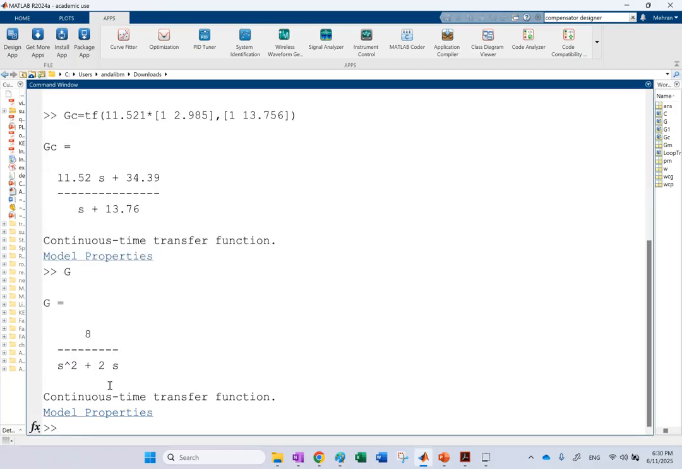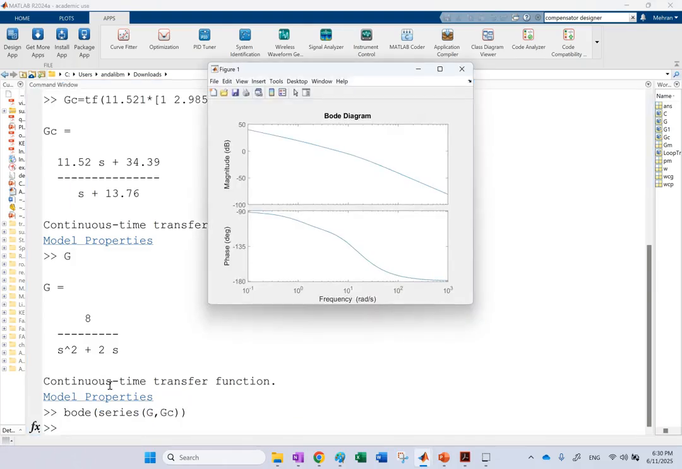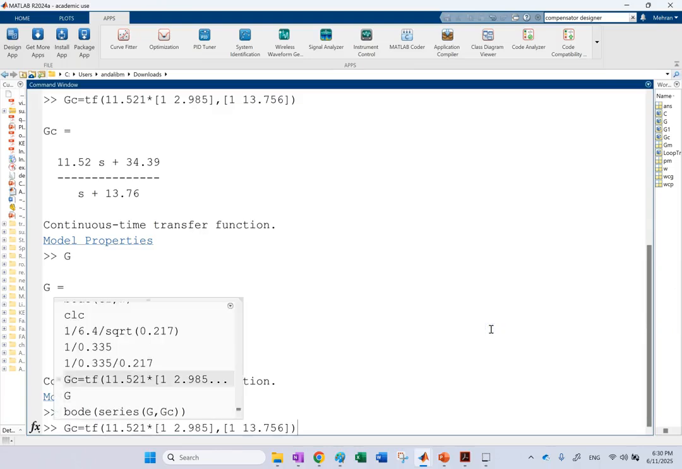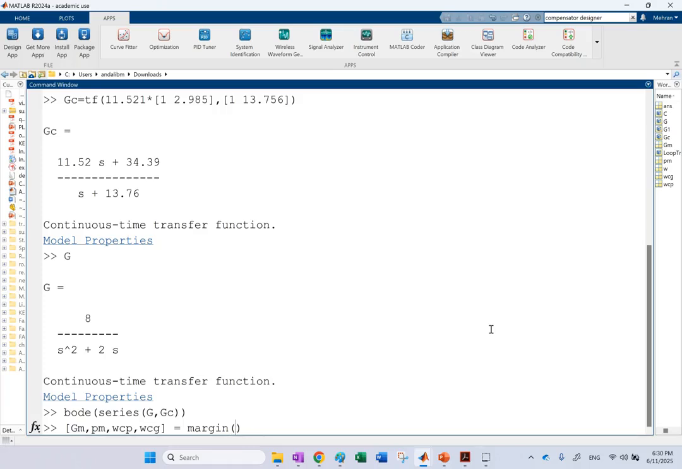G itself is this guy. Now I want to know if I basically multiply G by GC using a series command and get the Bode plot of that, would I get what I want? So here I say series of G and GC, right? Give me the Bode plot of this one. Do I get that 50-degree phase margin, 10 decibel gain margin? Or if you want, I can use that margin command again, right? If I don't want to read it off of this, I just go ahead and do it here.